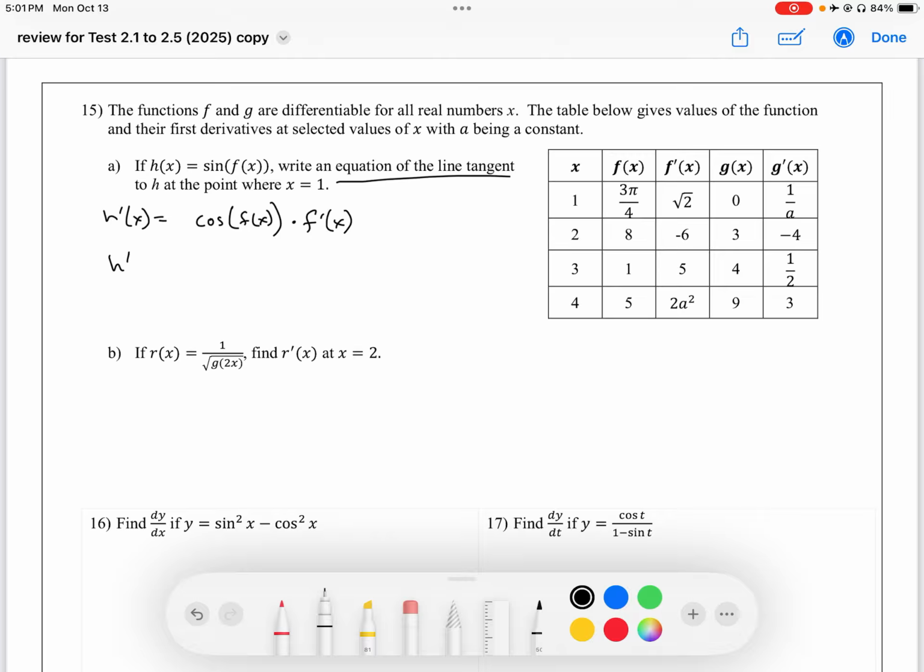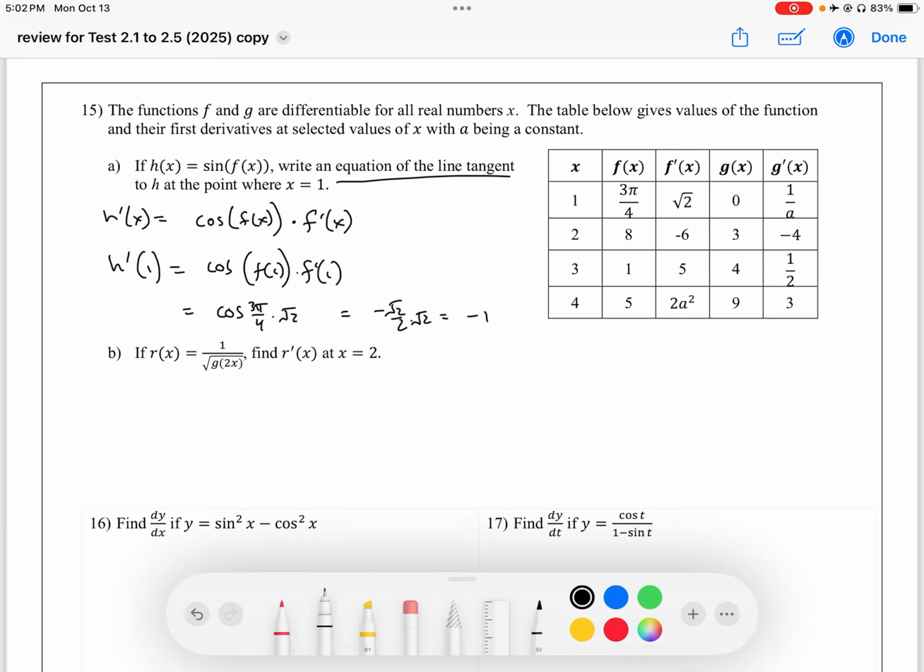So therefore, h prime of 1 is equal to cosine of f of 1 times f prime of 1, which is cosine, let's see, f of 1 has got to be 3 pi fourths, times f prime of 1. F prime of 1 is the square root of 2. Now, cosine of 3 pi fourths, so 3 pi fourths is over here, so it's going to be a negative root 2 over 2. So this is going to be negative root 2 over 2 times root 2, which is -1, right? Because you get negative 2 over 2, so that'd be -1. So the slope is -1.